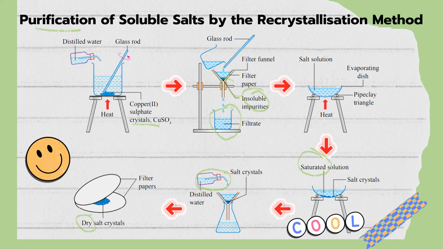Actually, you just memorize the keywords. So the first method starts from here. You have the salt solution. You filter the salt solution, and then heat until saturated, and then rinse, and the last one is dry. Okay, only five steps: 1, 2, 3, 4, 5. FHSRD.